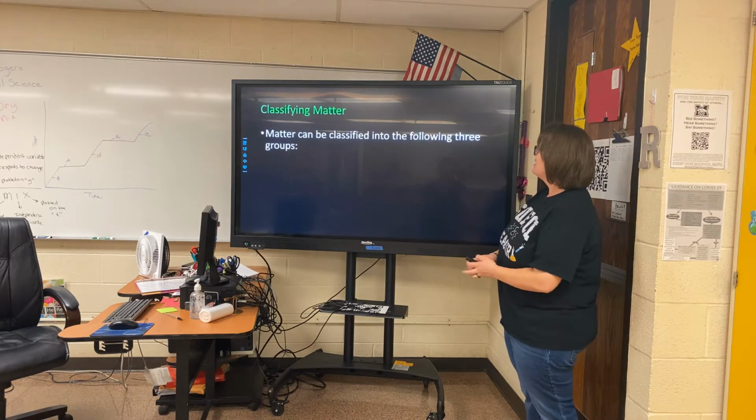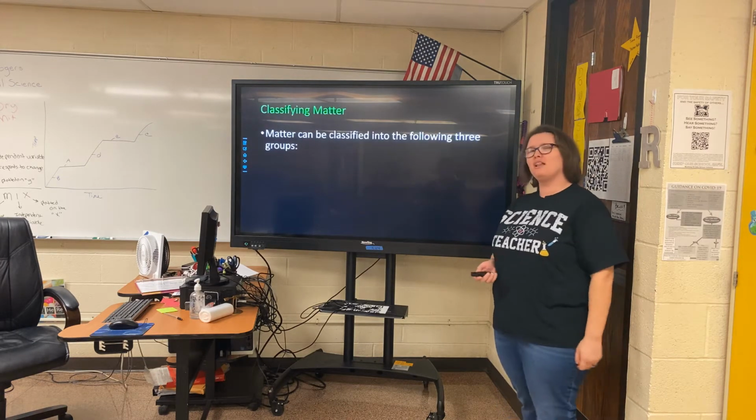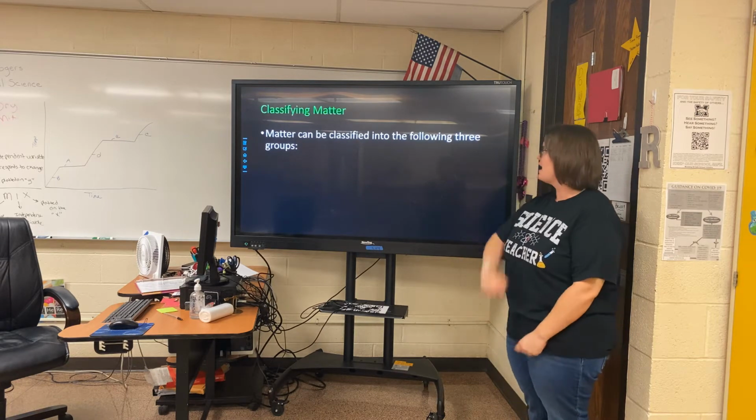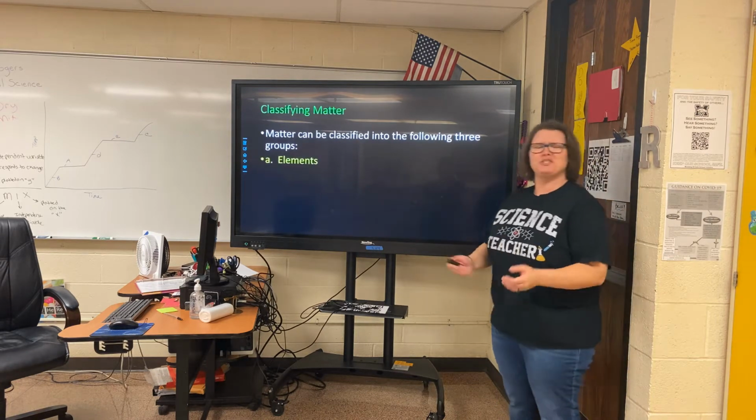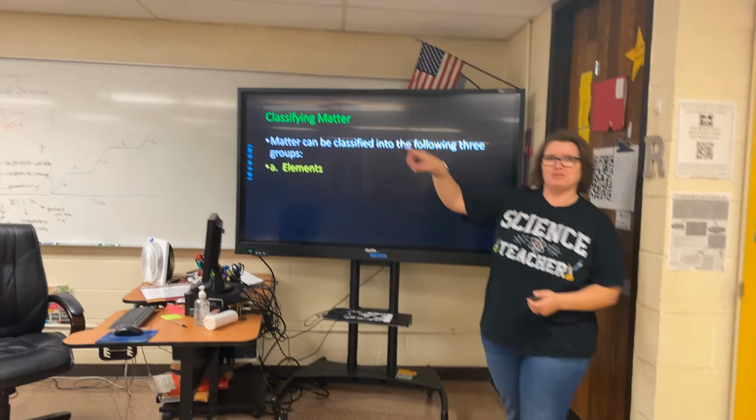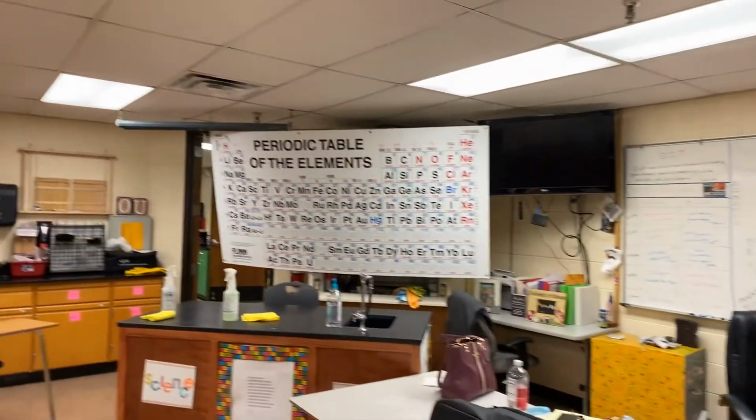Classifying matter. Matter can be classified into the following three groups. The first one is elements. Elements, you know all about elements. We have an entire periodic table full of them.